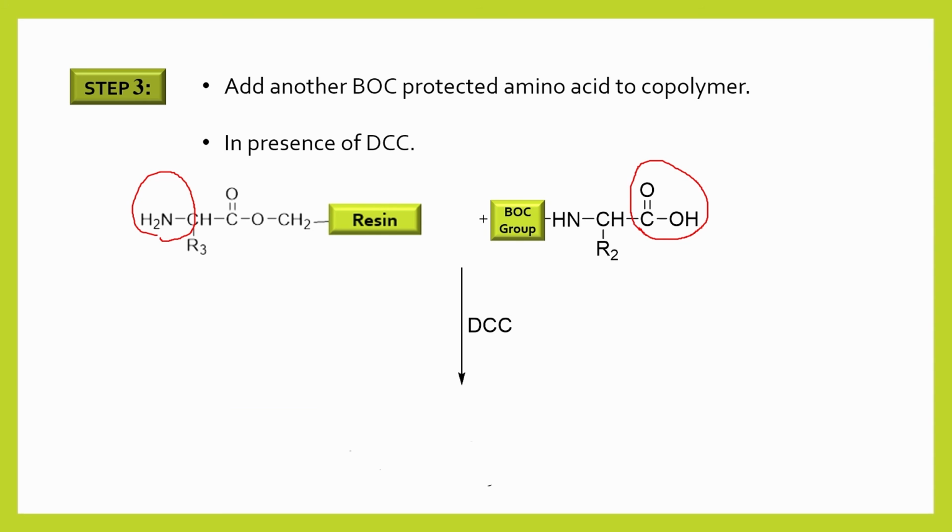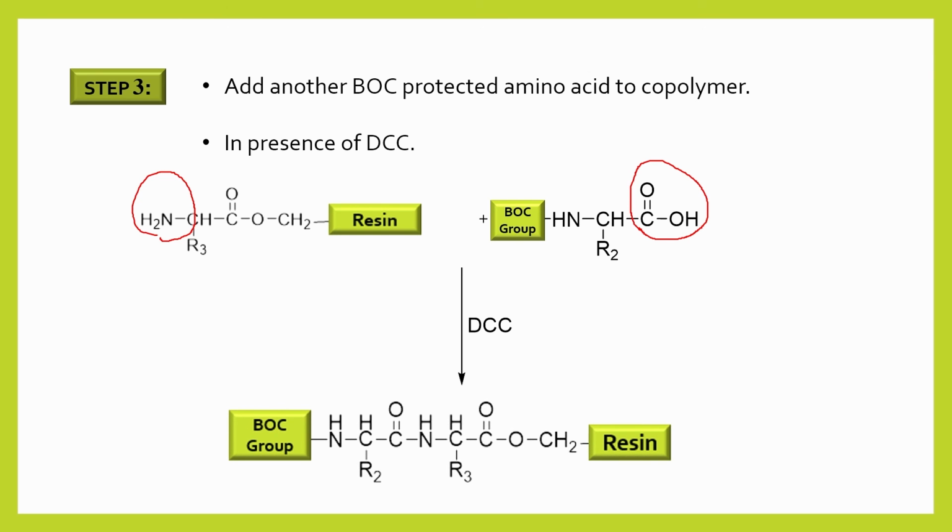So we will use DCC, and as we had learned in the DCC method, it actually combines NH2 and COOH to form an amide bond over here. This is the special feature of the DCC method that we did. So we can see over here that now our peptide chain has 2 amino acids attached to it. Now we have to make a tripeptide. So for that, we would be repeating our step 2 and step 3 again.